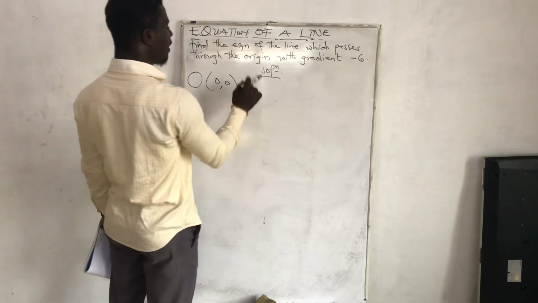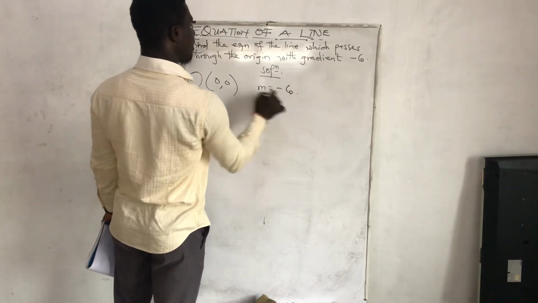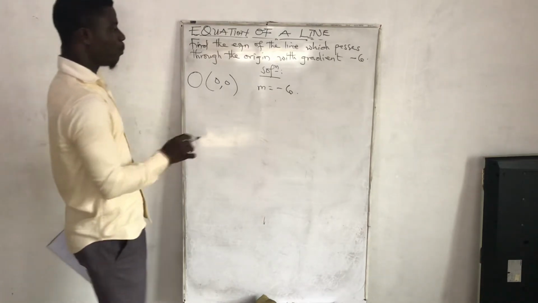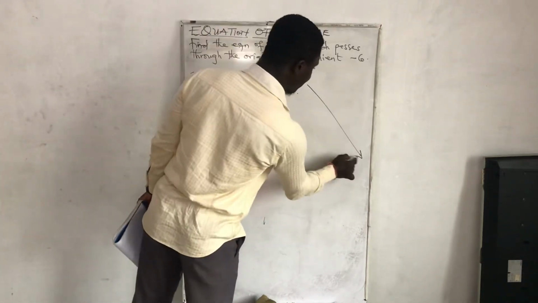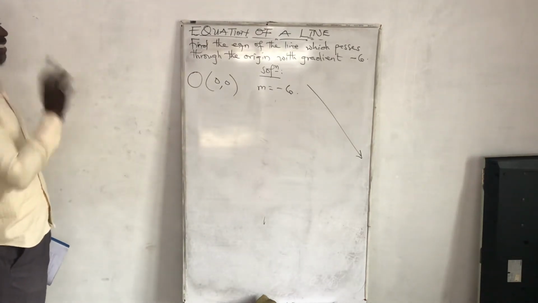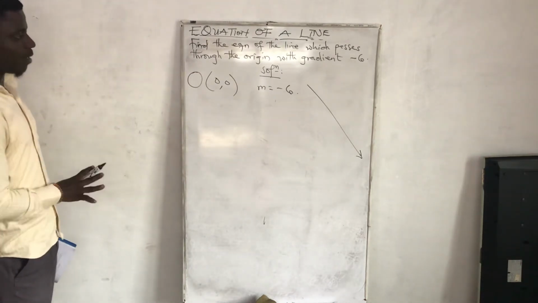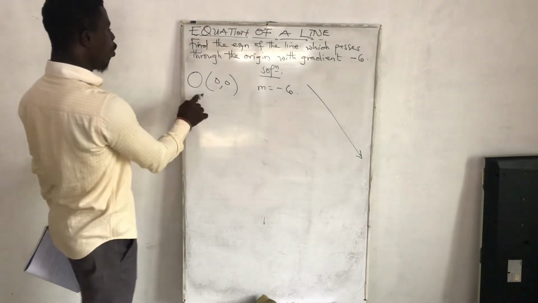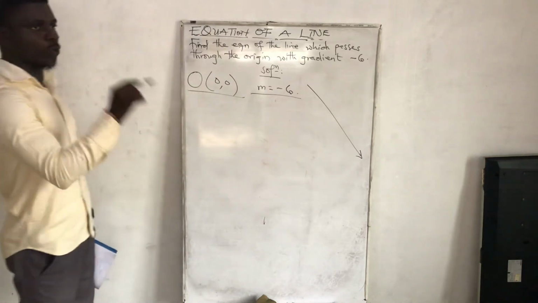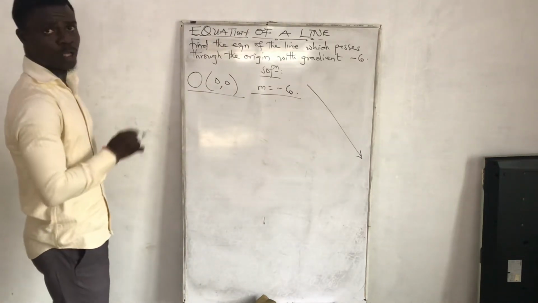Then we know that the gradient is what? Negative 6. That's a negative gradient. So that means the slope or the straight line is what? It's a decreasing function. It's a decreasing function. That's a downward slope. So now you know a point on the line, then you know the gradient or the strength of that line. So you can find what?